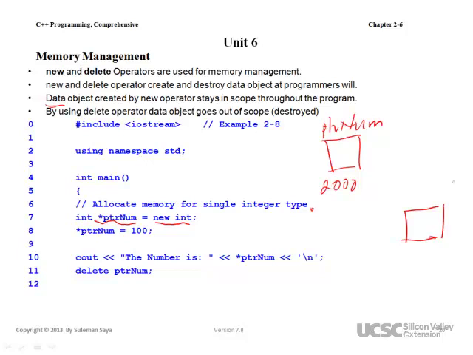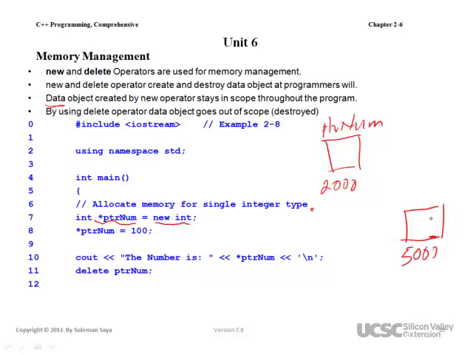So in this line number 7, on the right hand side, we use a new operator to allocate one integer of memory from the heap. Okay, so in our case, to keep things simple, I'll just say the processor supports 2 bytes for the integer. Okay, but this memory will be created at some memory location, say 5000.